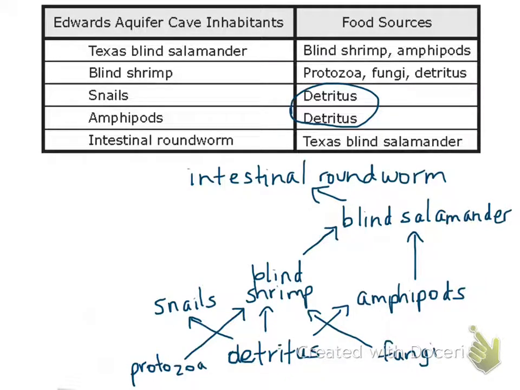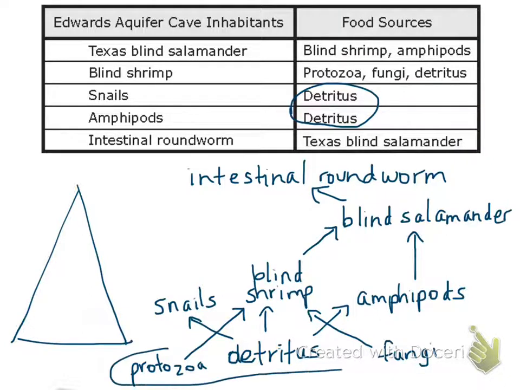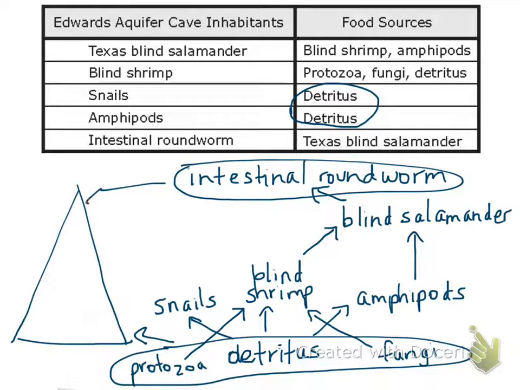Now I've added all of the organisms into my food web that are in the data table, and now I can determine which of these is going to be my lowest level on the energy pyramid. So remember, my energy pyramid has my low level, these guys, down at the bottom, and it's going to have my high level consumers up here at the top. The most energy, though, is down at the bottom. So my detritus isn't a living organism, so it doesn't actually really belong in there, but my protozoa and my fungi belong at the bottom.